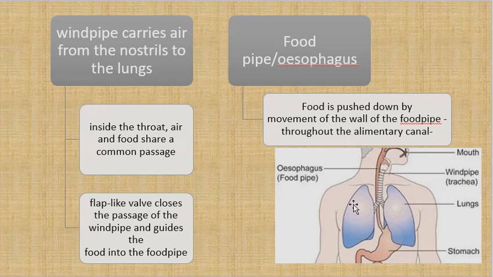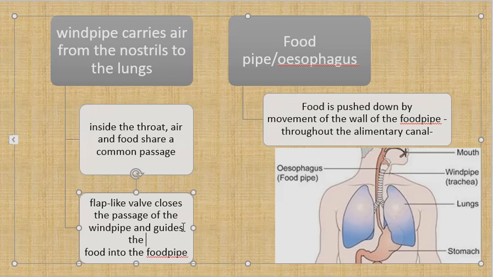So, how to decide which should go to the lungs and which should go to the stomach? There is something called the epiglottis. A flap-like valve closes the passage of the windpipe and guides the food to the food pipe.